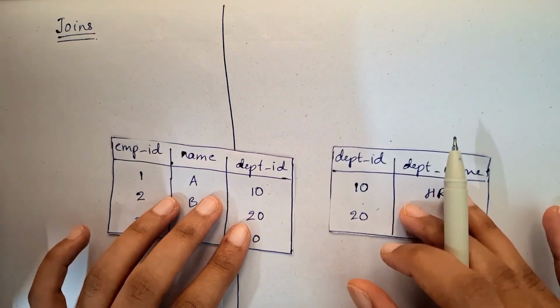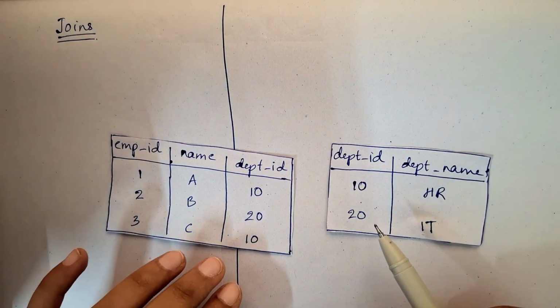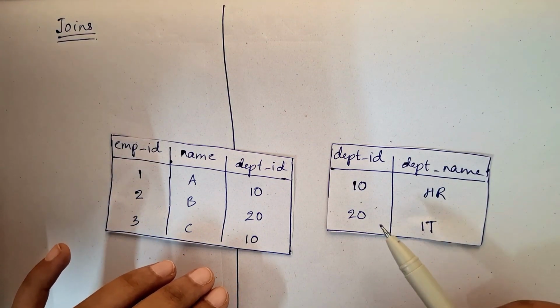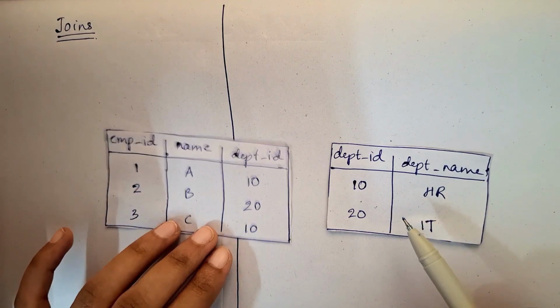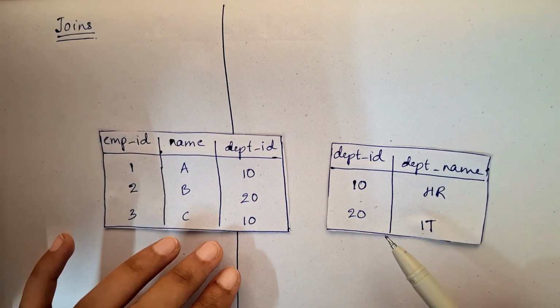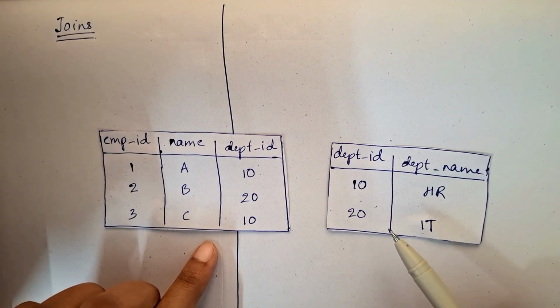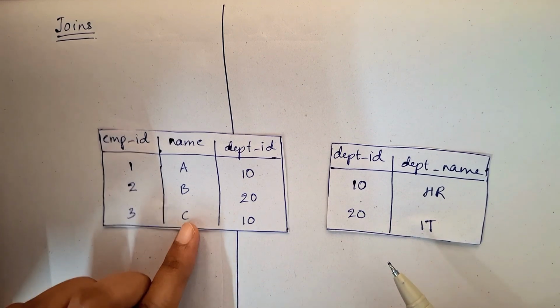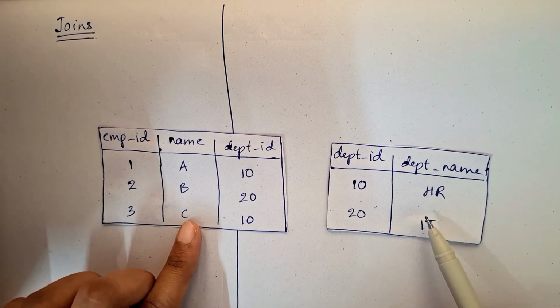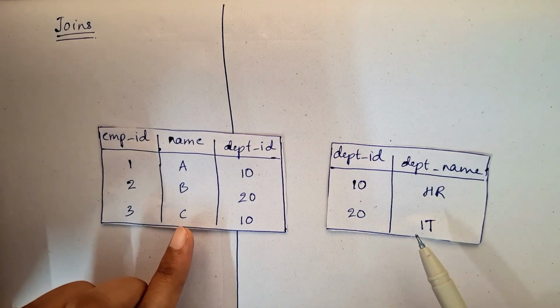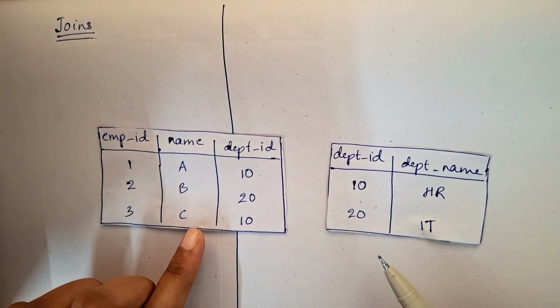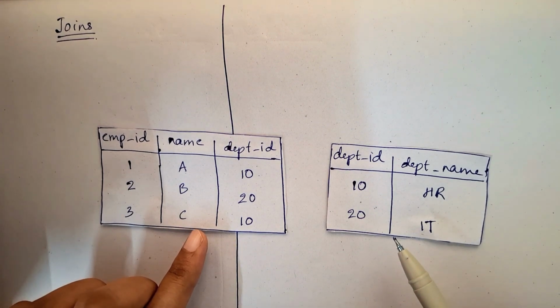In real world databases, data is not stored in a single table. It is actually divided into multiple tables to keep things organized. For example, you might have one table for employees and another table for departments. Now, if you want to see which employee belongs to which department, you cannot get that information just from one table. So, guys, that's where the joins come in.